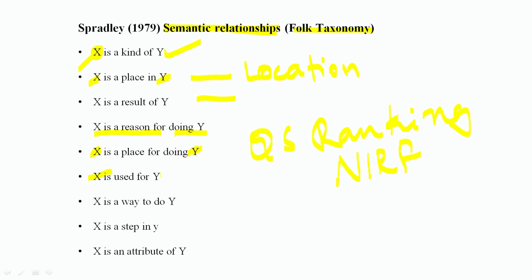Then X is used for Y, X is a way to do Y, X is a step in Y, and finally X is an attribute of Y. So we have one major case X and Y. So how both are related, we can identify a certain relationship, these 9 relationships which are proposed by Spradley.